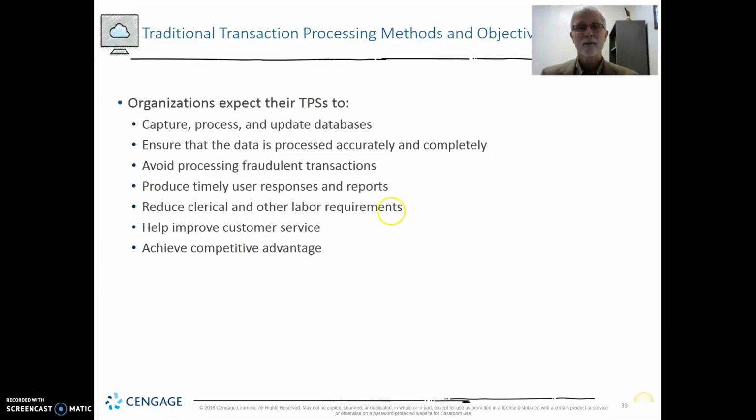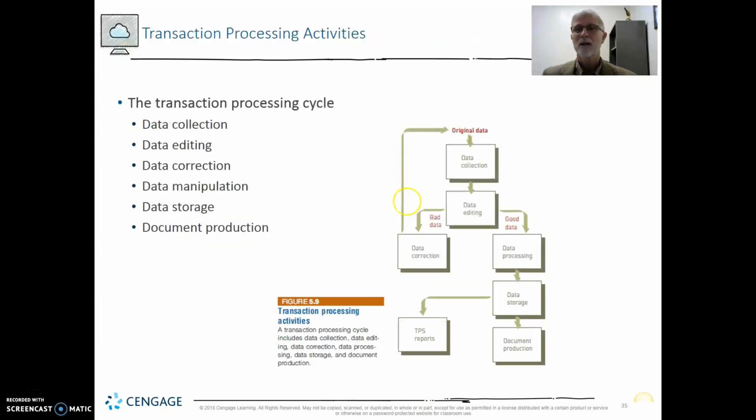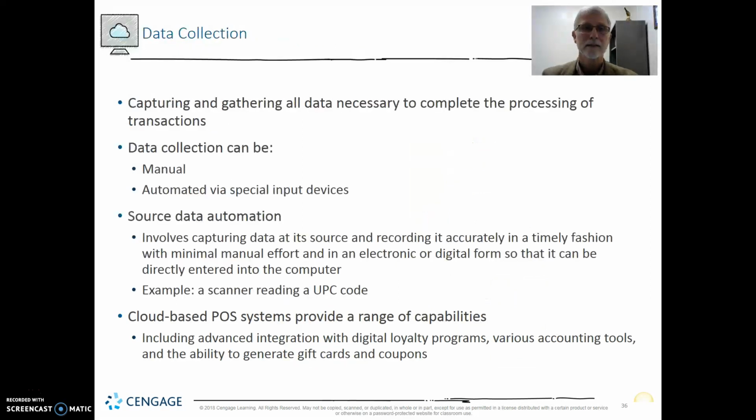Now, we expect our transaction systems to do a whole lot of stuff, and I'm not going to go through each one, but we do have a lot of expectation because the transaction is where we're making our money. So we've got to keep in mind it handles the order processing, accounting, and purchasing systems, and it gives you a rough idea what that process is in a transaction. I've got to collect it. I've got to clean it up, edit it. I've got to correct it if there's mistakes. I've got to be able to manipulate it based on whatever transaction I'm doing. I've got to store it for historical purposes, and I've got to make sure that any billing or records are documented. So all of these things your transaction processing system has to take care of.